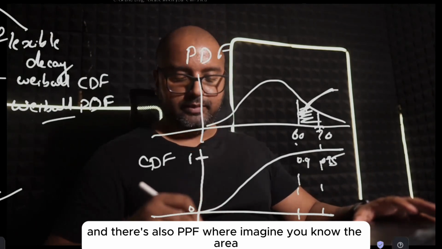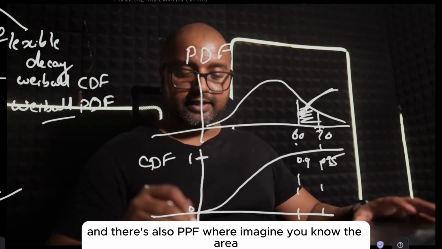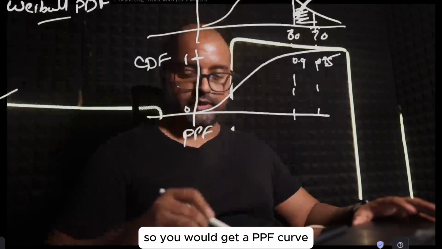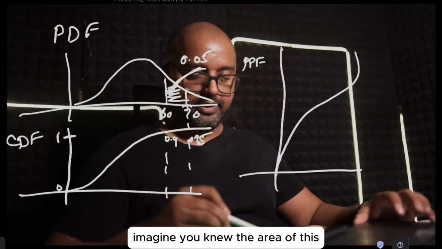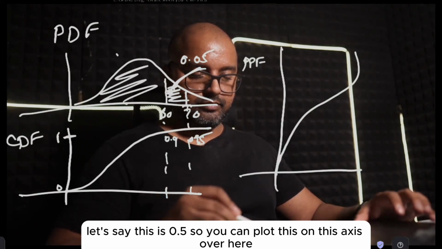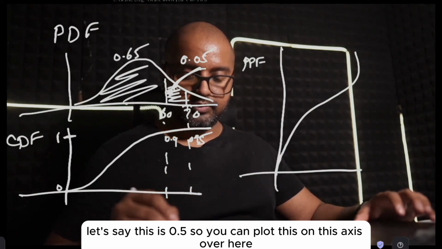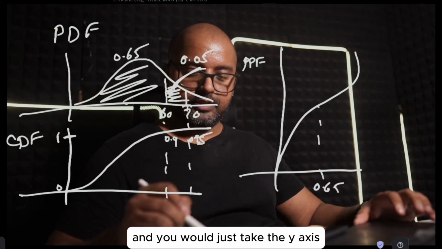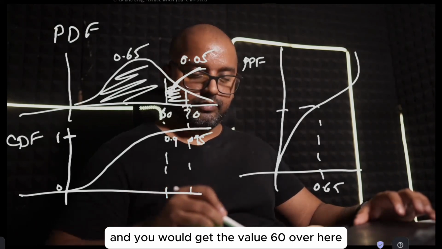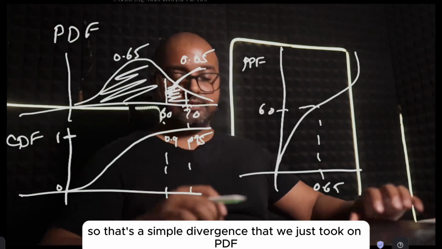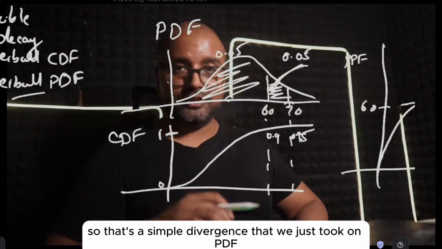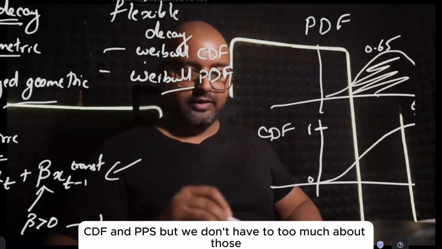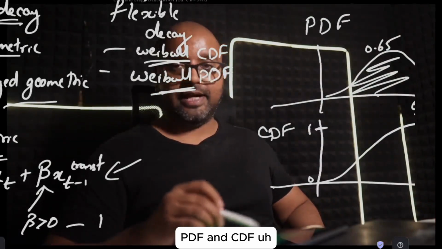And there's also PPF, where imagine you know the area, but you want to find out the numbers down here. So you would get a PPF curve, where imagine you knew the area of this. Let's say this is 0.5. So you can plot this on this axis over here. And let's say 0.65 was here. And you would just take the y-axis and you would get the value 60 over here. So that's a simple divergence that we just took on PDFs, CDFs, and PPFs, but we don't have to worry too much about those. We are interested in Weibull PDF and CDF.